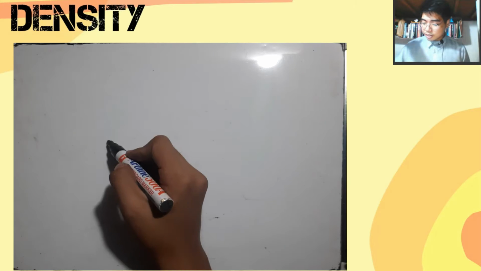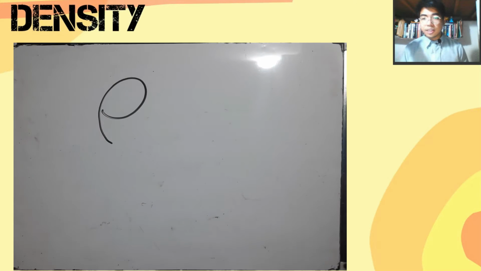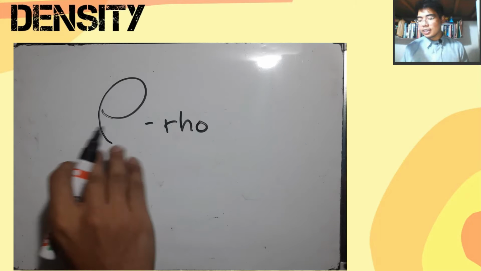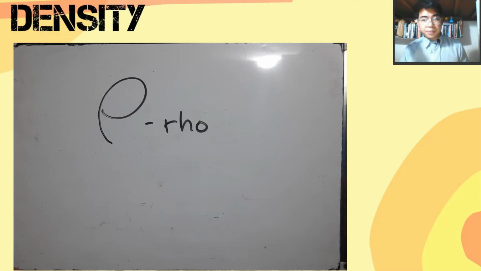Okay, so now let's proceed to the next part, which is now the presence of density. Now, whenever we are talking about the concept of density, density is also represented by the Greek letter rho, just like a capital letter P, which is somewhat italicized. So this is our representation for density.